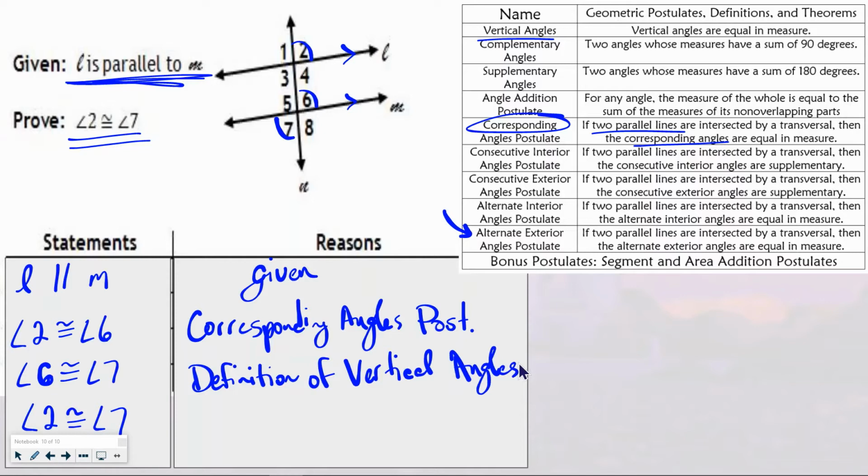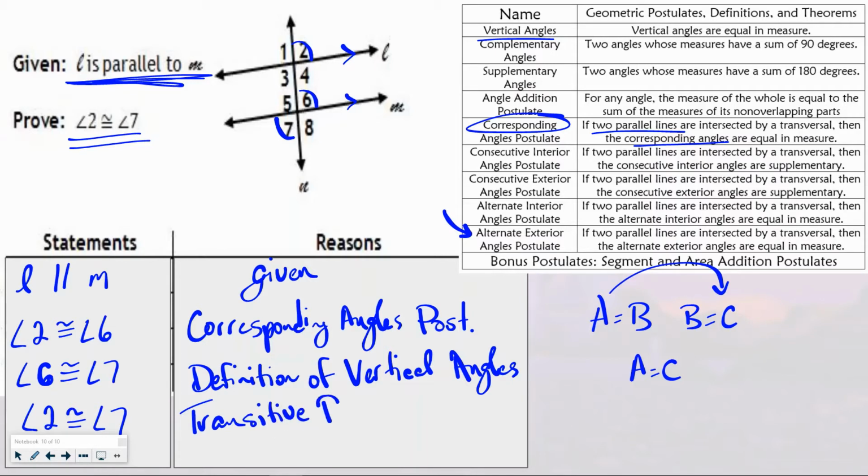And then we're going to use a property that's not really on here. It's one of our algebraic properties, but the transitive property allows us to say that if A and B are equal, and B and C are equal, then we can skip right over B and say that A and C are equal. So by the transitive property. We have to justify each of those steps with either a property, definition, theorem, or a postulate that we already have established.